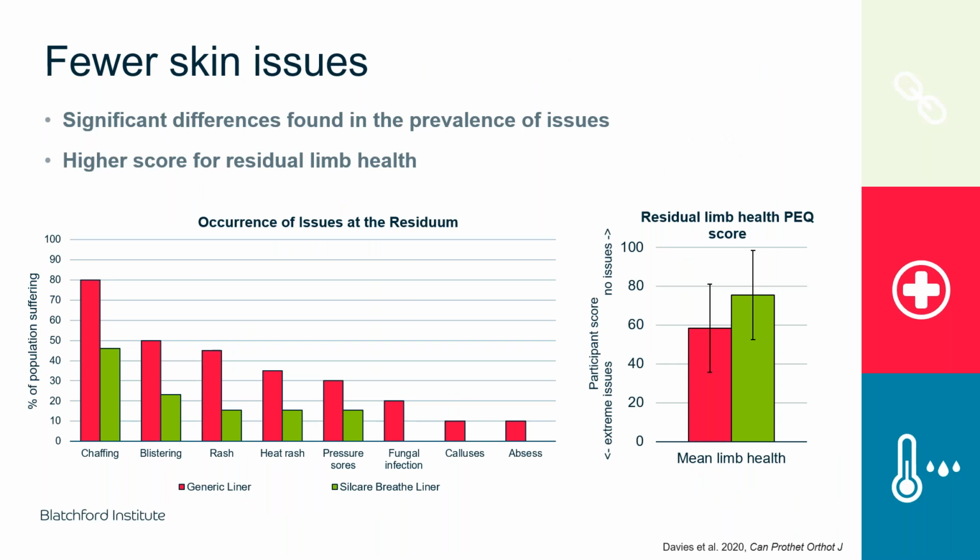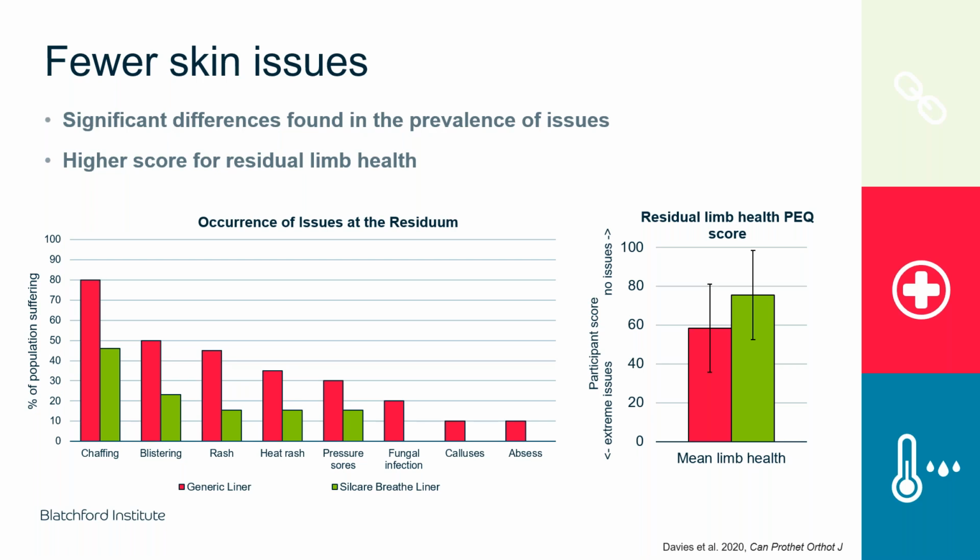If we look further into tissue and skin health, a study looked at the prevalence of skin issues found on residual limbs in patients with different prescriptions. It measured the health of residual limbs in patients using the Silcare Breathe perforated liner when compared to a control group using standard liners. The graph on the left shows the different skin issues that were reported by participants and what proportion of each group was affected. The control group are in red and the Silcare Breathe users are the green bars.